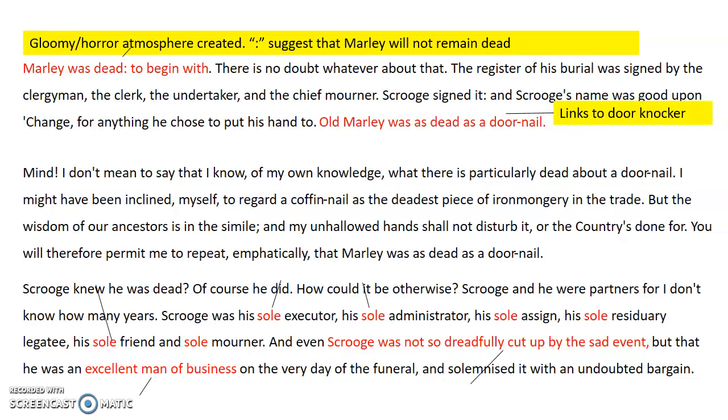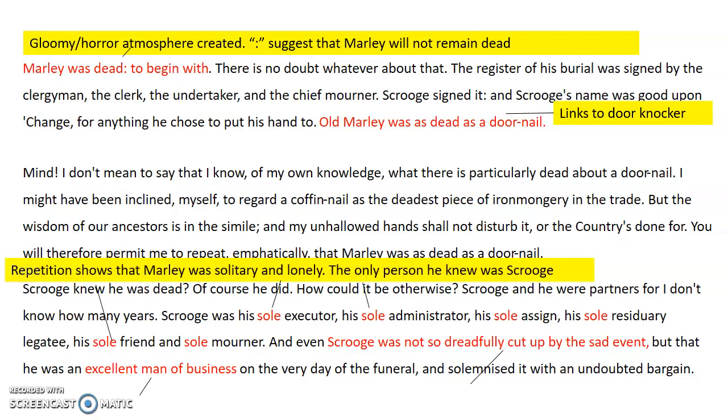The second quote then, "old Marley was dead as a doornail," links in with that again. We know that he becomes the door knocker. We know that Scrooge sees him after he goes home on Christmas Eve. So again, it's good to show those links with later on in the text.